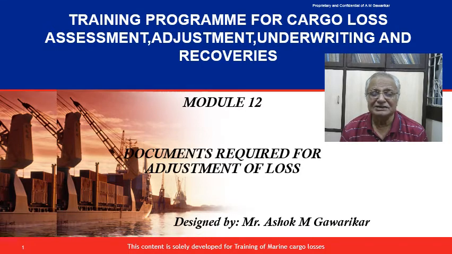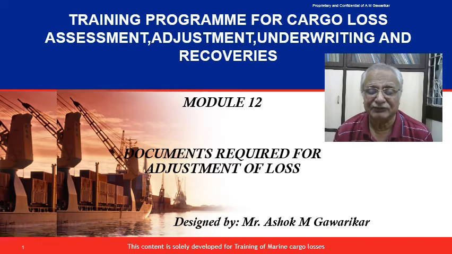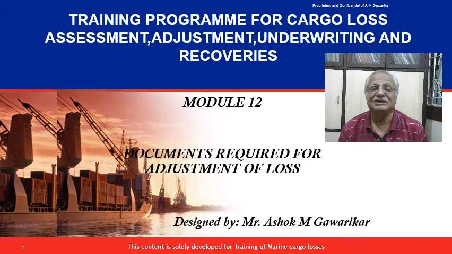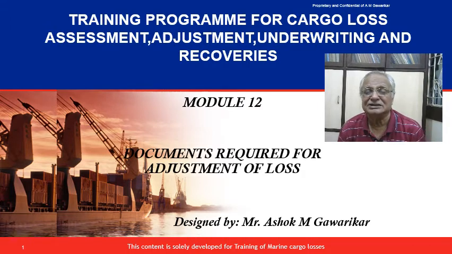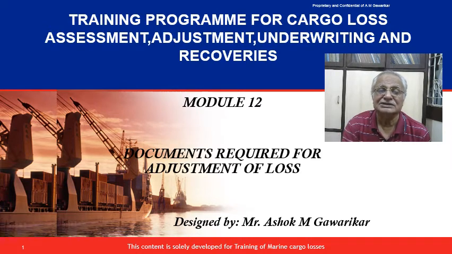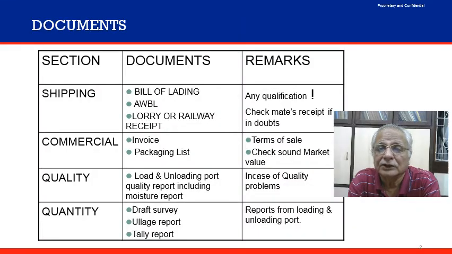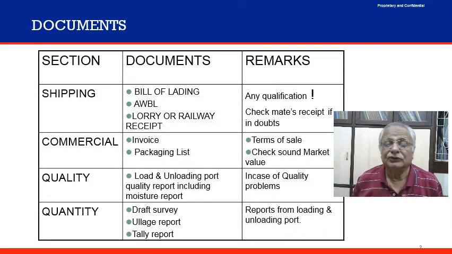So these are the main ones. Then of course there is an adjustment section. In adjustment there are a lot of things you are going to see. Of course we will discuss them when we discuss the adjustment part. But this is very important: the collection of documents considering the nature of loss and the nature or type of cargo. This is very, very important, and you should be doing that. So what are the documents?